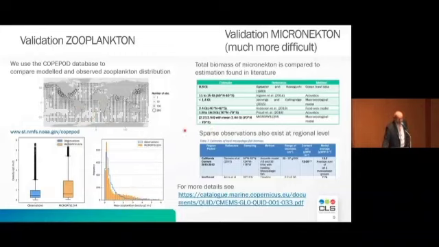For micronekton, it's much more complicated because we have very poor and little data. We have data at a global scale, so we can estimate the total biomass, but we also have some sparse observations at regional scale, but there are not a lot. So if you want more details about this, there is a document that summarizes all this validation.